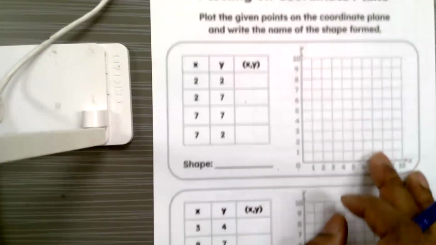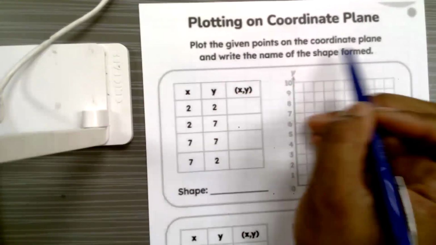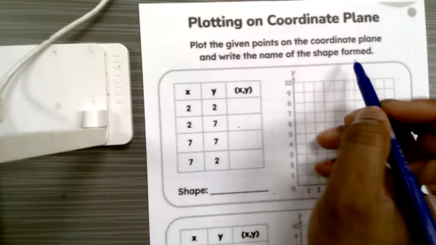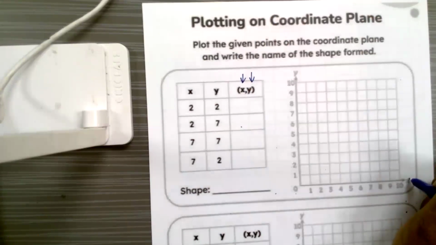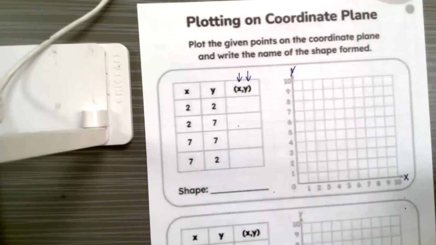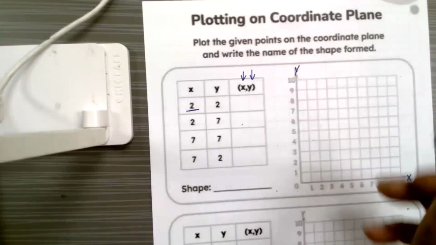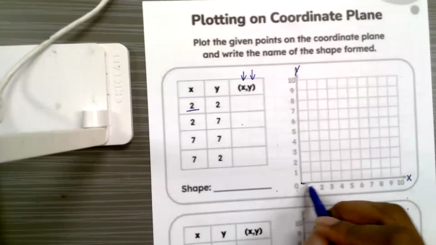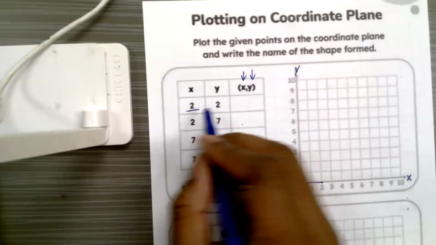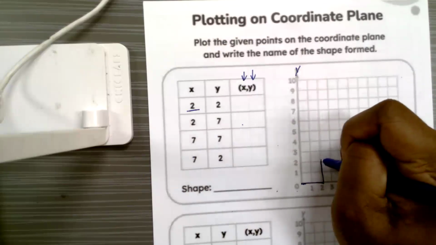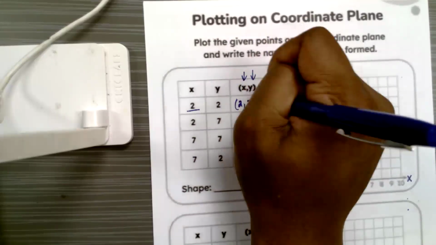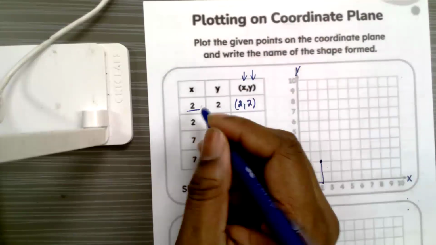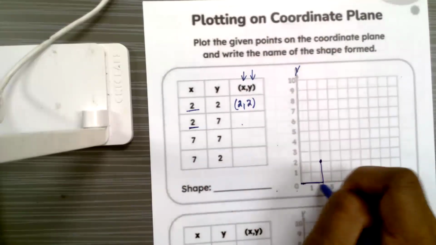Now, let's get here. So, plot the given points on the coordinate grid and write the names. So as you know, it's X first and then Y. As you know, this is the X axis, then this is the Y axis. So when X is 2, you start at 0, go to 2. Y is 2, then you go up 2. And then you plot your point. So you know 2, 2.